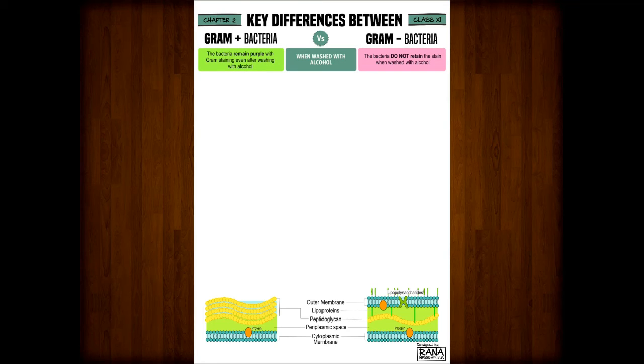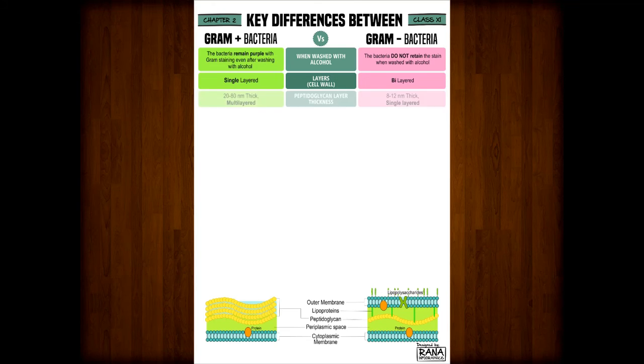When washed with alcohol, the gram-positive bacteria remain purple, while the gram-negative bacteria do not retain the color. Gram-positive bacteria are single-layered, while gram-negative bacteria are bilayered. In gram-positive bacteria, the peptidoglycan layer is multilayered and its thickness is about 20 to 30 nanometer. While in gram-negative bacteria, the peptidoglycan layer is single-layered and its thickness is about 8 to 12 nanometer.